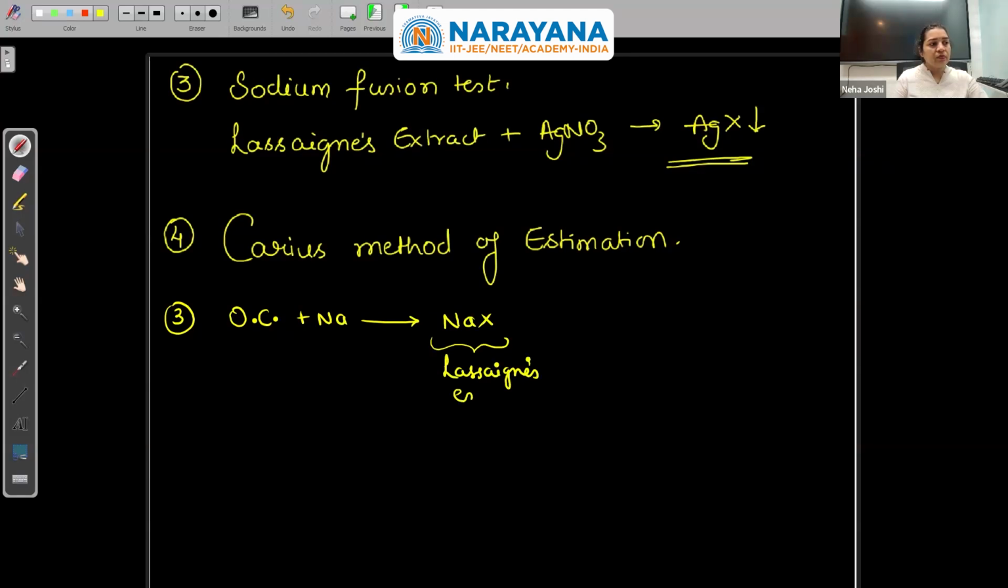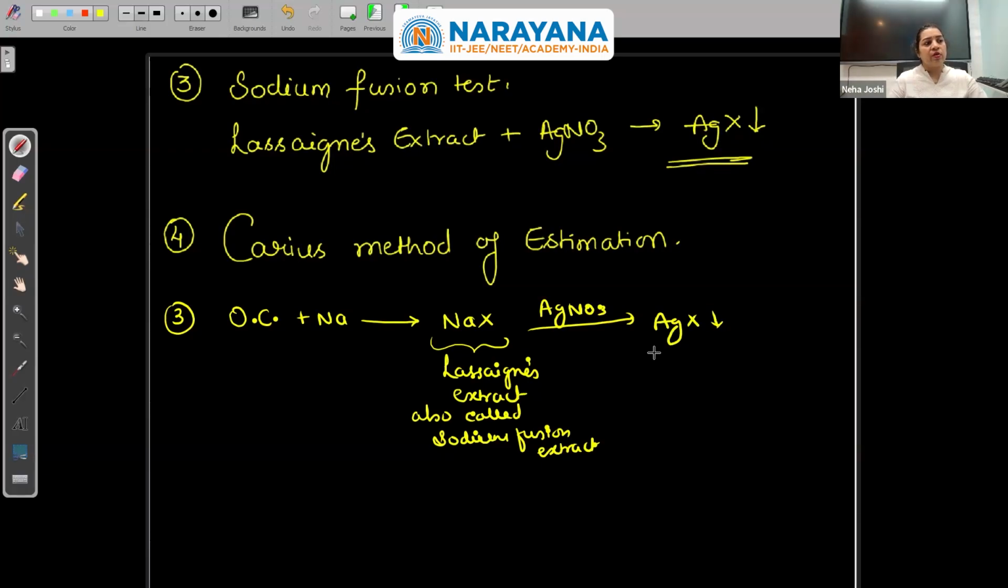Lassaigne's extract, also called sodium extract or sodium fusion extract. Any word you can find. And now it is in ionic form. So if I add AgNO3, I will get AgX precipitate.